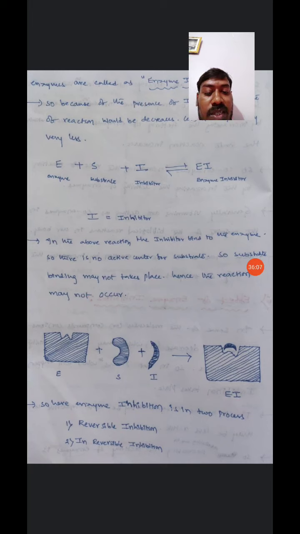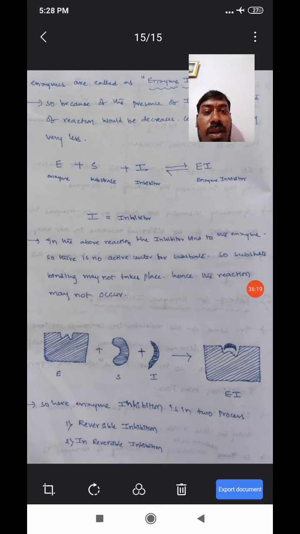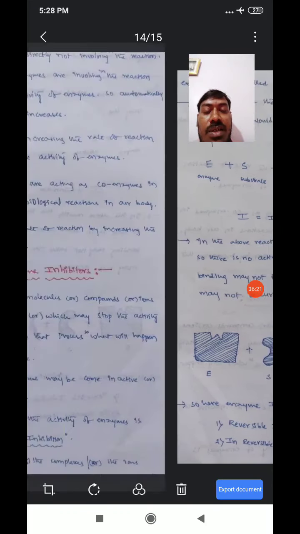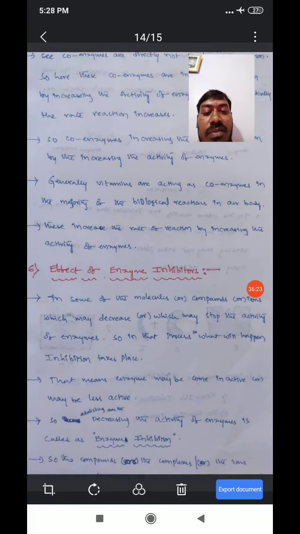In this inhibition process, there are mainly two types. One is reversible inhibition and the second is irreversible inhibition. So this is the effect of enzyme inhibitors.